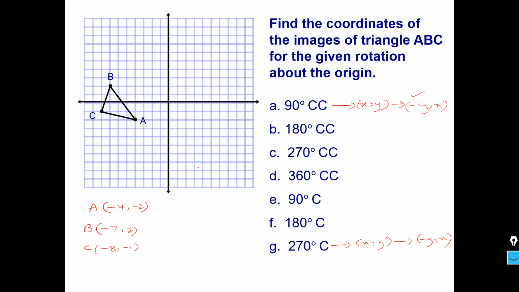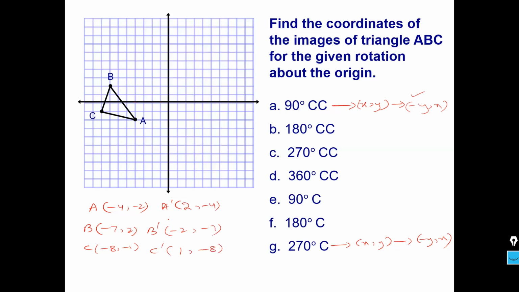If we want to turn this shape 90 degrees counterclockwise, we shall turn all these x and y values according to our rule. So A dash will become: -2 will be multiplied with a negative and becomes +2, and -4 will replace the y coordinate, so it is -4. Okay, and then B dash will be -2 and -7, and C dash: -1 will be multiplied with a negative sign and it will be 1, and here it will be -8.